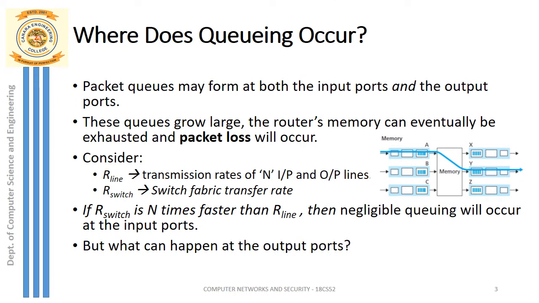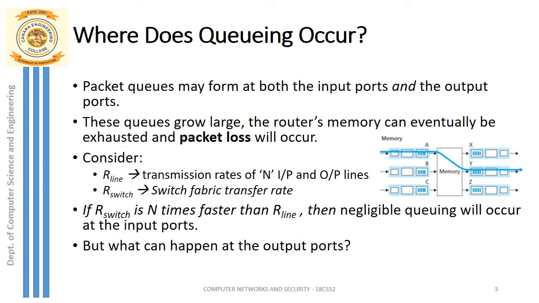During the discussion of a router, we have seen that the input port, switching fabric and output port play an important role in forwarding a packet from one end to the other. Whenever the speed of the switching fabric does not match the input port and output port speed, there is a need for temporary storage to store the packets temporarily while the switching fabric is processing or transferring other packets. So packet queues may form at both the input ports and the output ports.